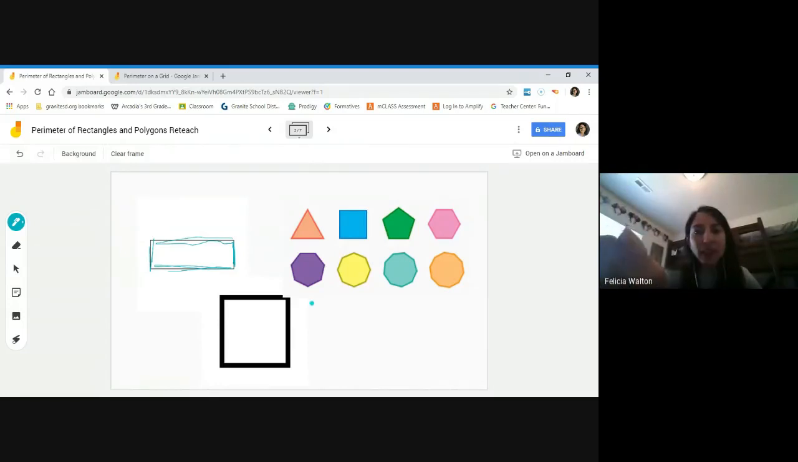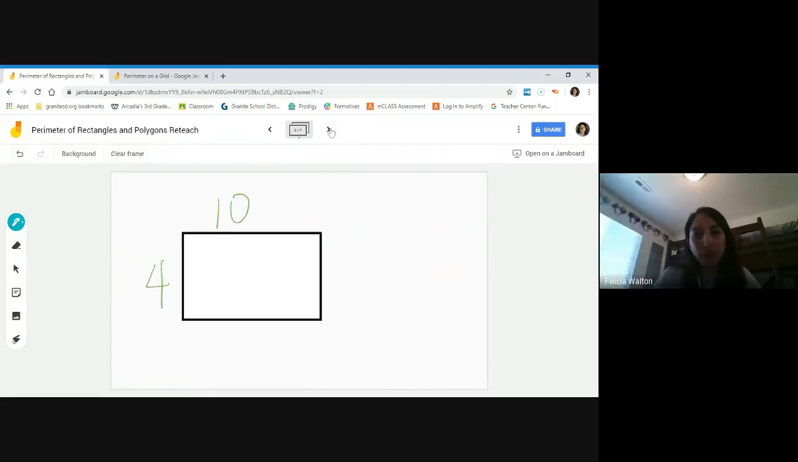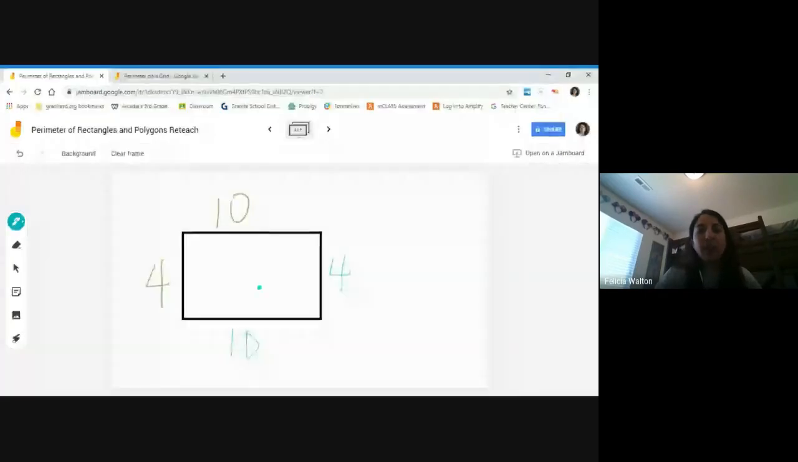And so when you see a rectangle and it asks you for the perimeter, remember the perimeter is the measurement of the outside of your shape. You can figure it out because you know that this side right here is four, so this side over here is also going to be four. And this side here is 10, so this side over here is also going to be 10. And now you have all the sides you need to add up to figure out the perimeter of your shape.